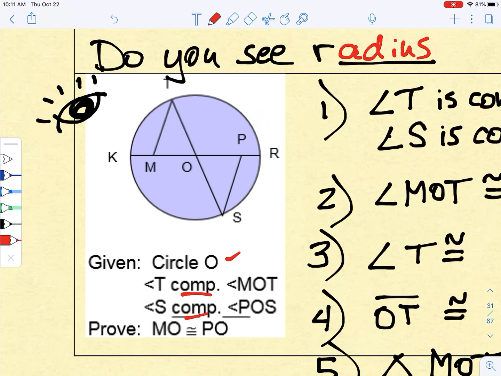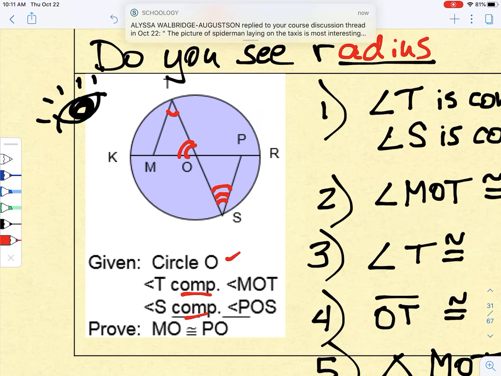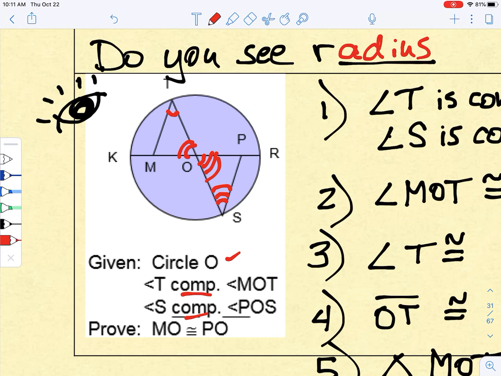We've got a circle, and we have 2 sets of angles that are complementary. So let's mark those angles that are complementary. So angle T is up here. Angle MOT is right here. So those 2 angles add up to 90. Okay. Angle S is here. And angle POS is here. And those angles are complementary.